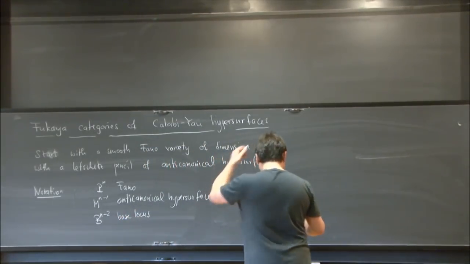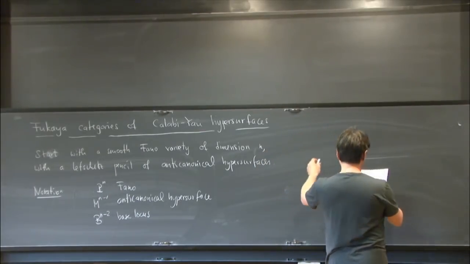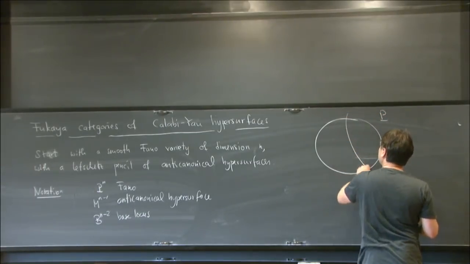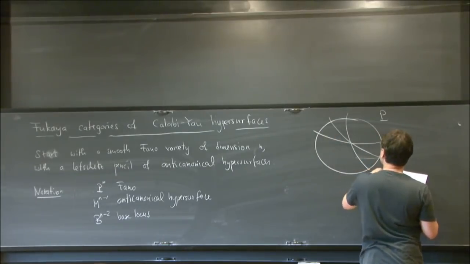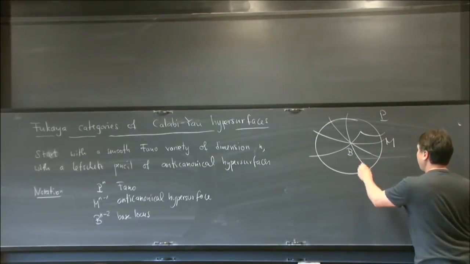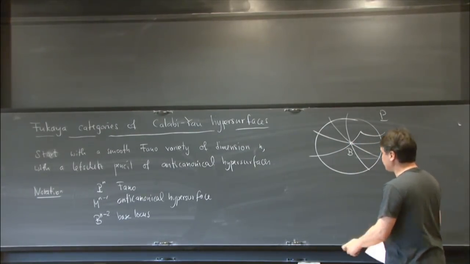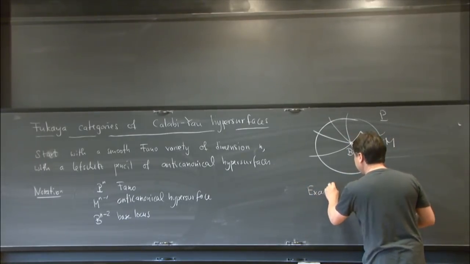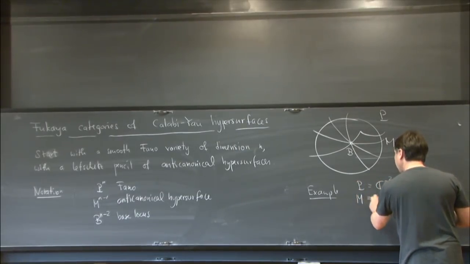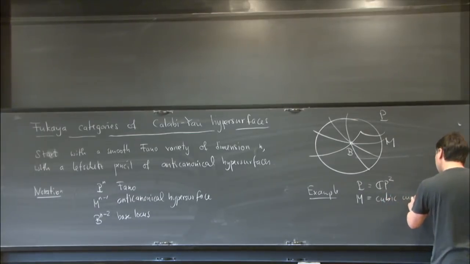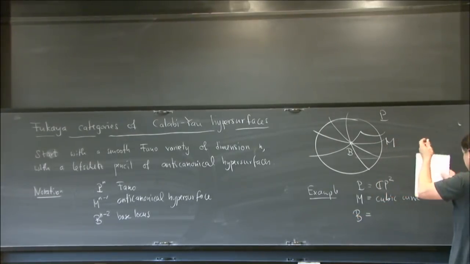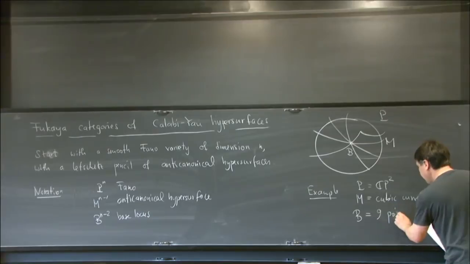So the picture looks like this. This would be P, and in P there is this pencil of hypersurfaces, one of which is maybe M, some are singular, and they all go through the same locus, B. So, an example: P could be CP2, and then M could be a cubic curve, in other words a 2-torus, and the base locus would be the intersection of two cubic curves, which is, say, 9 points.